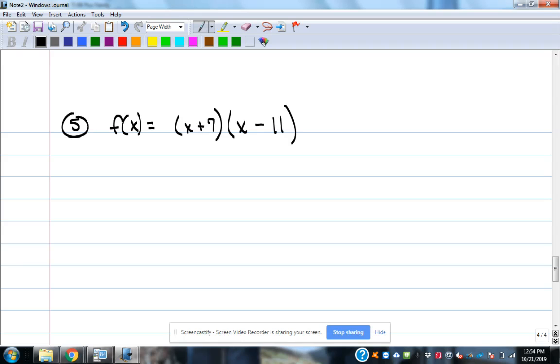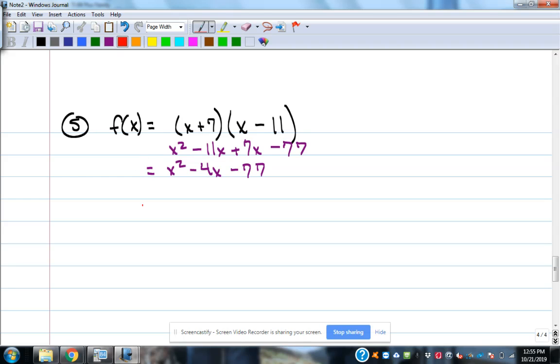So completing the square on that, impossible, right? What form do I need to put it in? Standard form. If I put it in standard form, then I'm back to where I've been for the last 4 problems. So let's put that into standard form. x times x is x squared minus 11x plus 7x minus 77. So that's going to be x squared minus 4x minus 77.